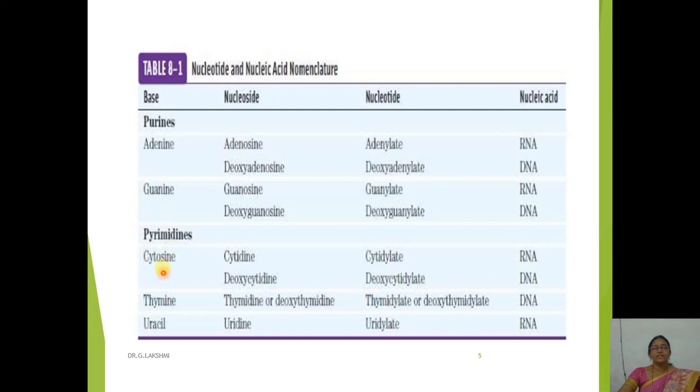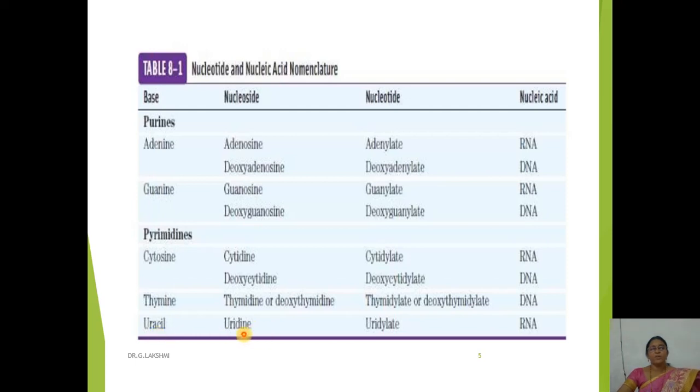What are the pyrimidines? Cytosine and thymine. Uracil is found only in RNA. Cytosine: for the nucleoside it is cytidine, and cytidylate is found in RNA. Whereas for DNA, deoxycytidine and deoxycytidylate. Thymine: thymidine and thymidylate for DNA. Whereas uracil is found in RNA, not found in DNA.